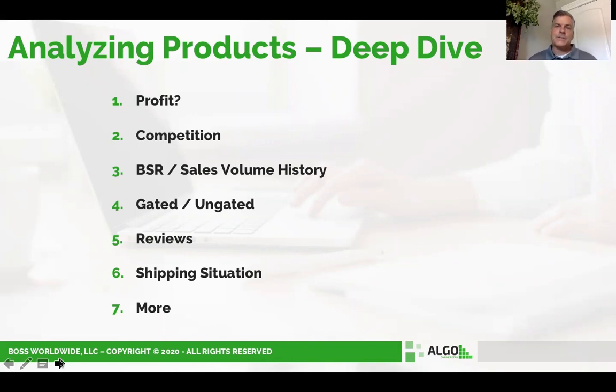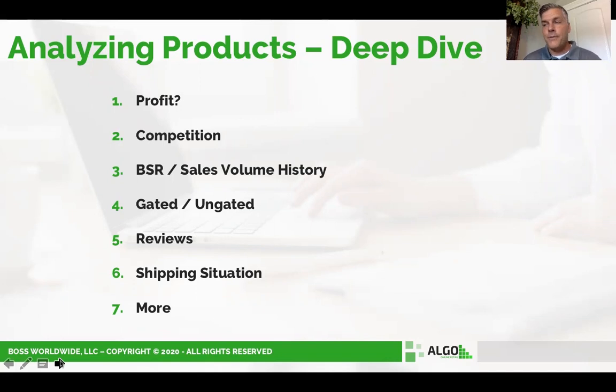Now this is where some mistakes can be made. Sometimes people do research and they do other things. What's the competition? What's the sales volume? Am I gated, ungated? They go through everything else on the list and then they crunch the profit and they realize, that's all I'm making? I'm only making $1 on each product. I'm not selling that product. So do the profit first.